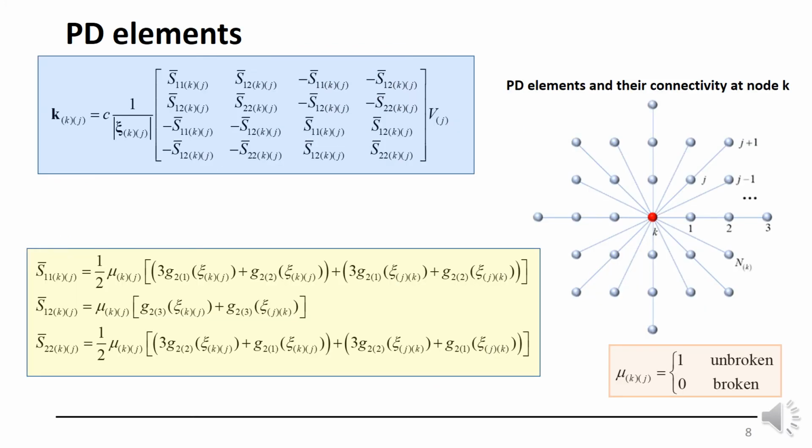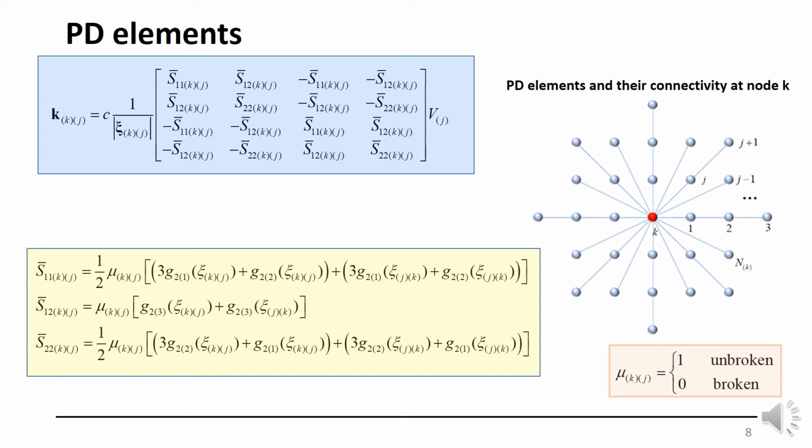And specifically, I can write down or evaluate the stiffness matrix in terms of the coefficients of this S bar matrix that I showed you in the previous slide. Specifically, Sij bar are given in terms of these peridynamic functions derived based on the peridynamic differential operator. This parameter mu is a status parameter. If the bond is intact, unbroken, it has a value of 1. If it's broken, it has a value of 0.